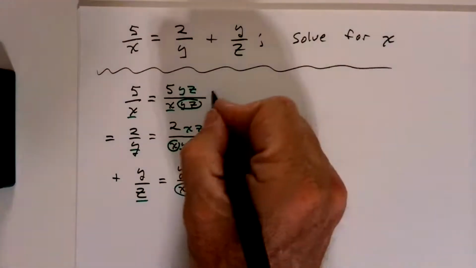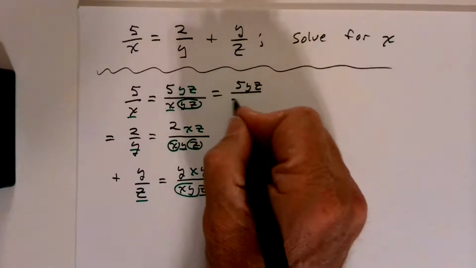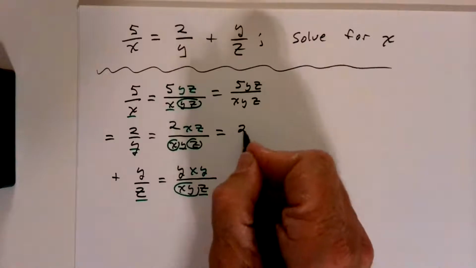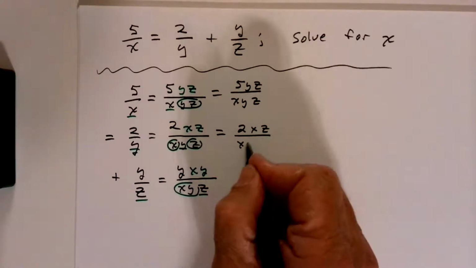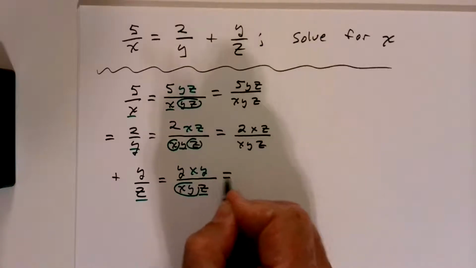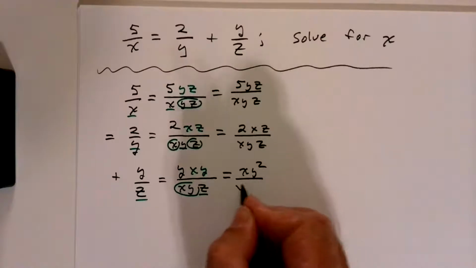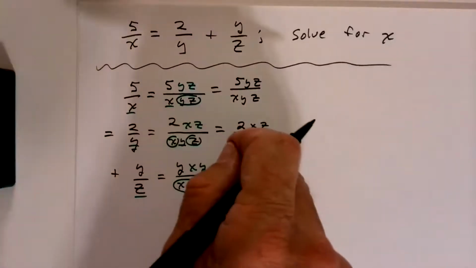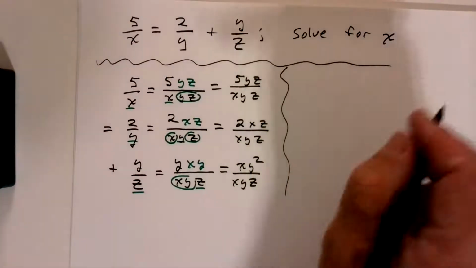Now what do we have? We have 5yz over xyz. We have 2xz over xyz. We have y times x times y, which I will write as xy squared over xyz. So this fraction equals this fraction plus that fraction. So let's write it that way.